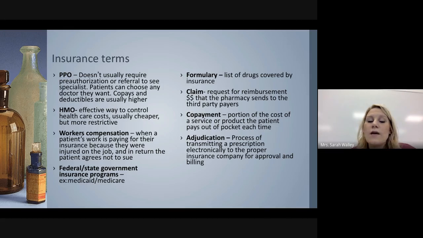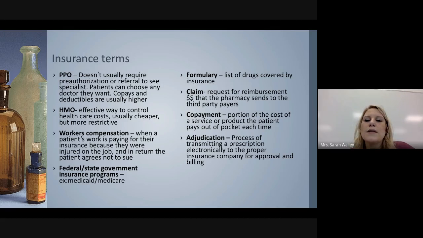Formularies are a list of drugs covered by insurance. So this could be anywhere. Like, hospitals have formularies, and it's basically this big list of medications that they will keep at the hospital. And if it's not on the formulary, then you can't get it in that hospital.